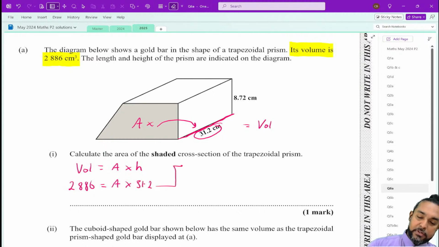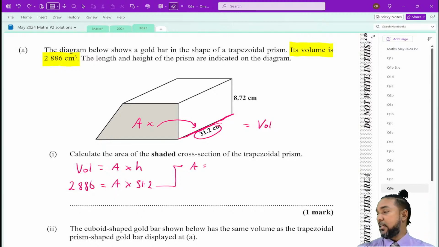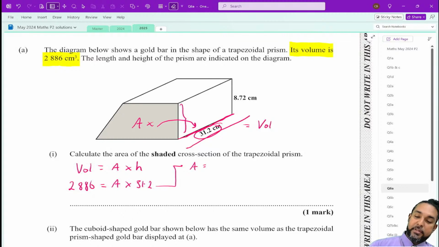So if we wanted to solve for area, what would we do? If you want to solve for A, you have to remove whatever's attached to A. In this case, what's attached to A? It's 31.2, the height in the third dimension. Like I said, this is the vertical height, but this is the depth into the third dimension. You could call it height or you could call it depth, but it's the third dimension.